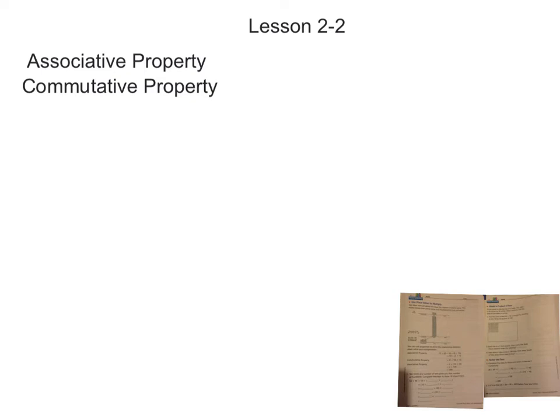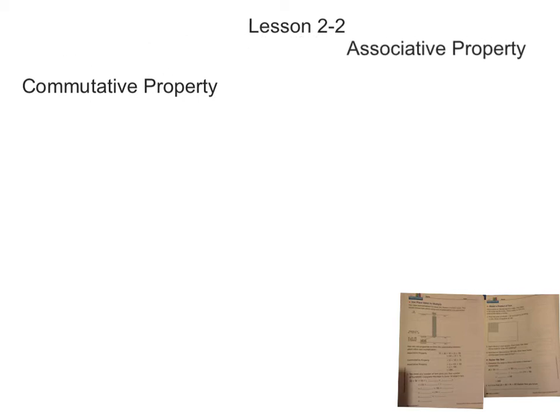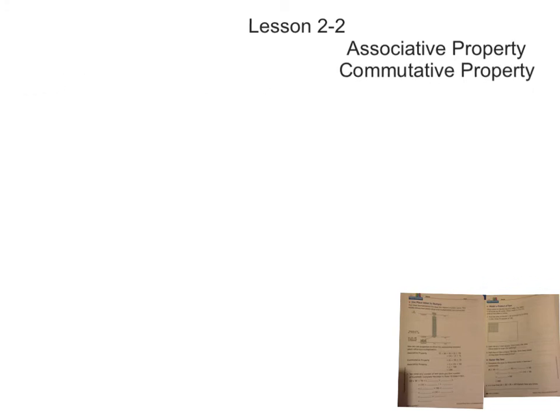Alright, boys and girls, today's lesson is lesson 2-2, and it is called Connect Place Value and Multiplication. Sorry I didn't have it ready for you. With that said, today we're going to look at place value and how it connects with multiplication. So we're going to talk about the associative property and the commutative property. I might have pronounced those incorrectly, but those are the two properties we're going to talk about today. I would definitely write those two down.